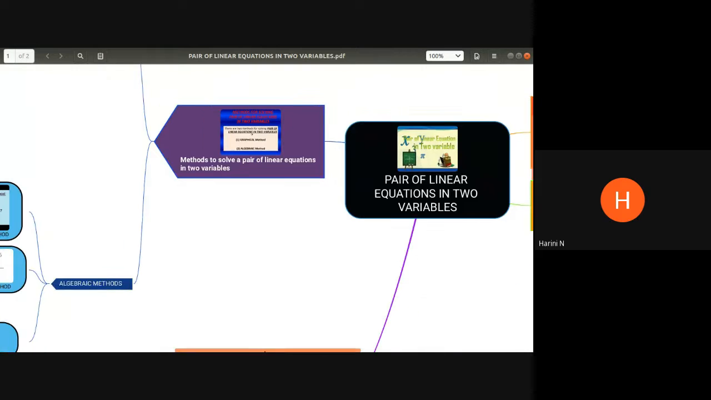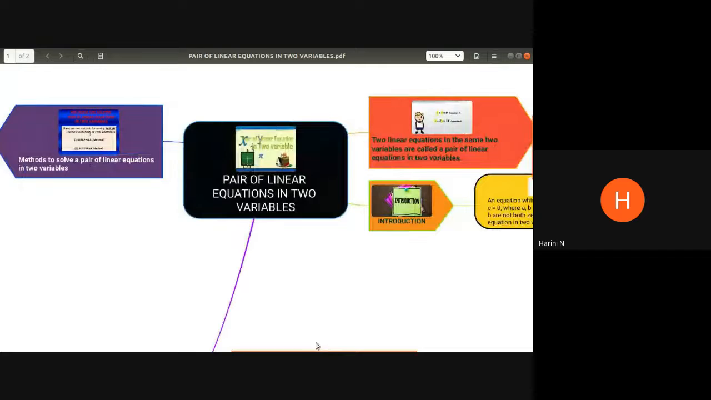Yeah, this is the central node. The first thing that we shall be going through is the introduction. Why should we study a pair of linear equations in two variables? What is the significance of knowing a pair of linear equations in two variables, and how will it help me solve daily life situations which can be converted into a pair of linear equations in two variables? This is what we will see in the introduction part.